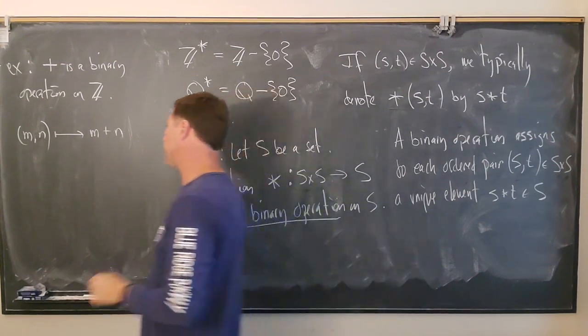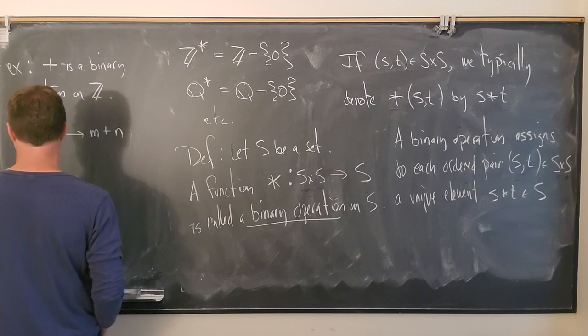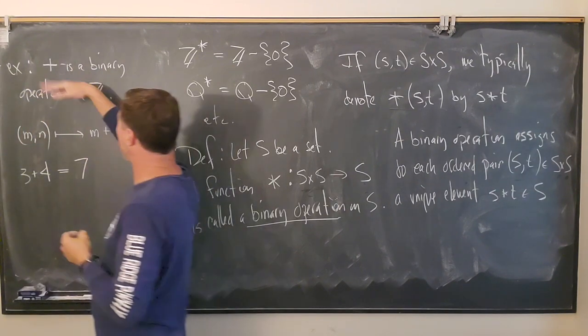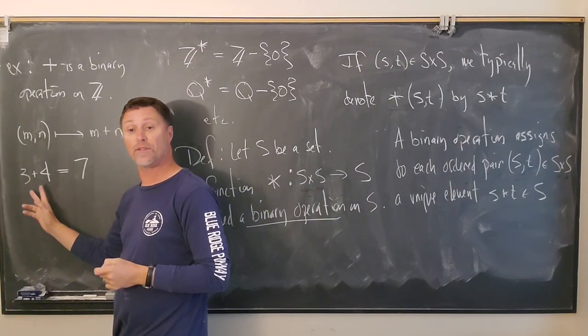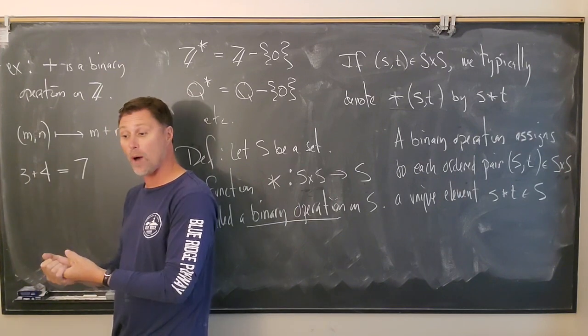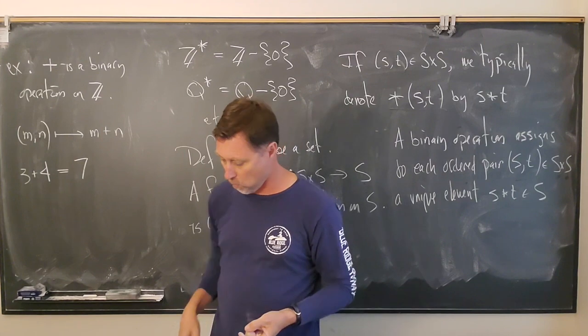So for example, 3 plus 4, we know, is equal to 7. So how does this binary operation work? Well, it takes the ordered pair 3 comma 4 and assigns a unique output, and that unique output is the sum. In this case, we know that's 7.